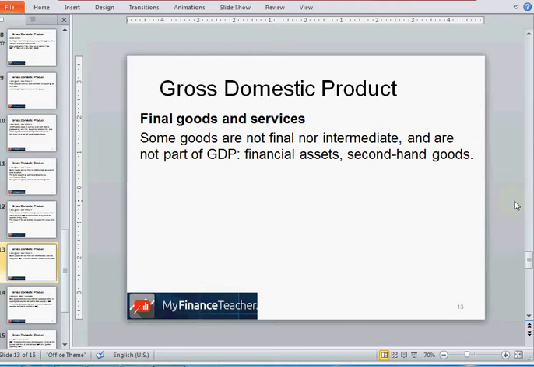Some goods are not final and not intermediate, and they are not part of GDP. Some second-hand goods, for example, are not part of GDP since they had been produced in previous years rather than a year for which we're trying to calculate GDP. And financial assets such as bonds, for example, are not a final or an intermediate good, and they are not part of GDP. You can think of them as rather a promissory note to repay some funds in the future.